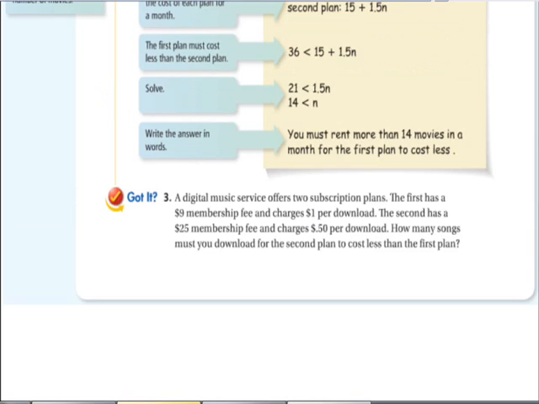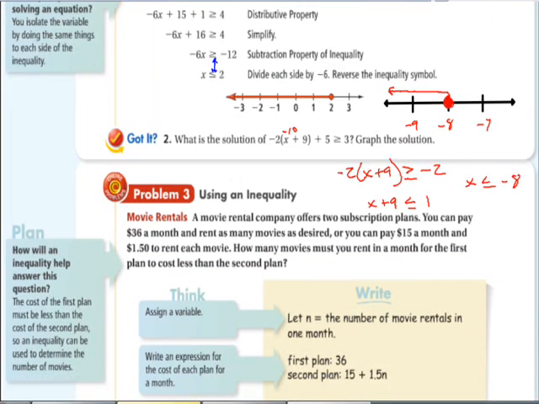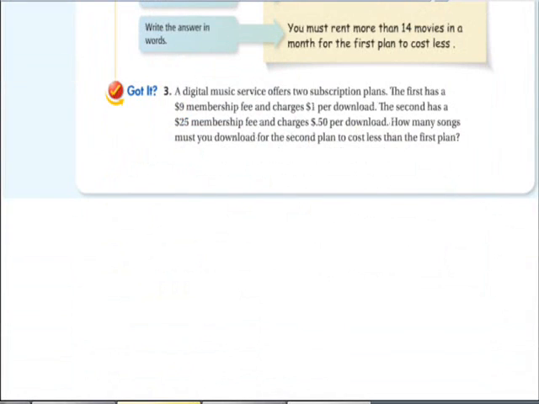So let's take a look at number 3. See if you can come up with the variables. Sorry, jumping all over the place here. See if you can come up with the variables and an expression and an answer. Okay, pause the video now.